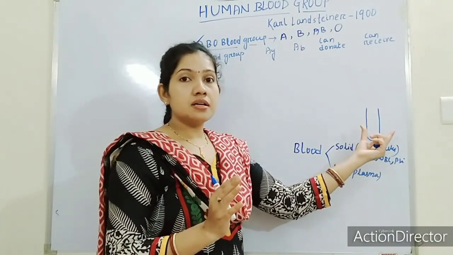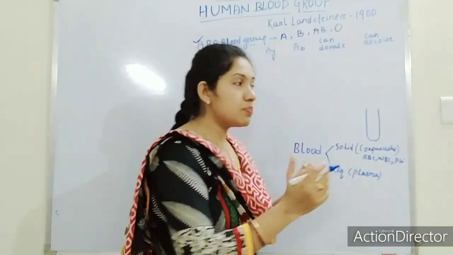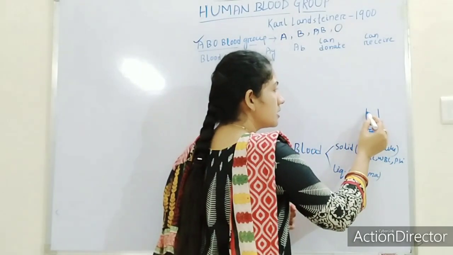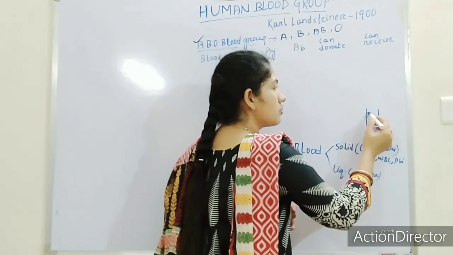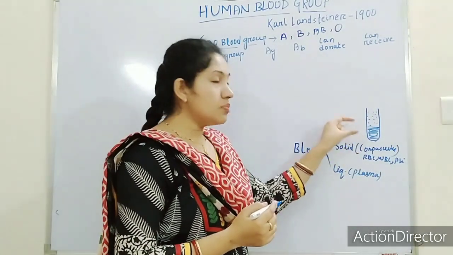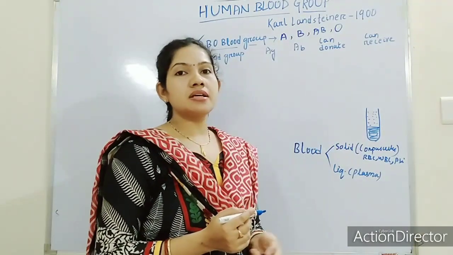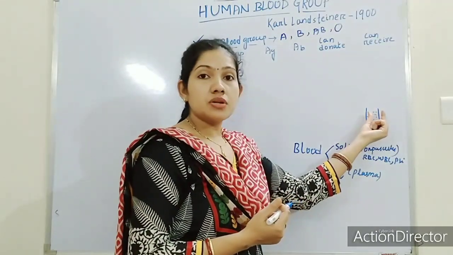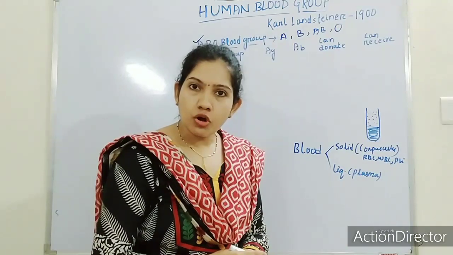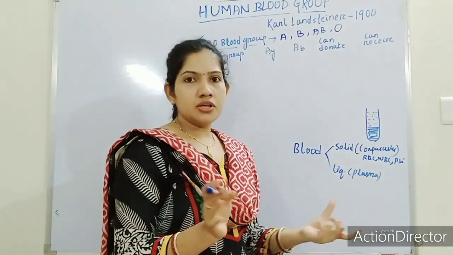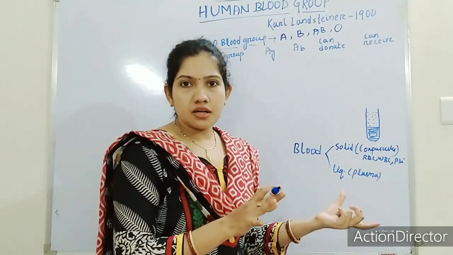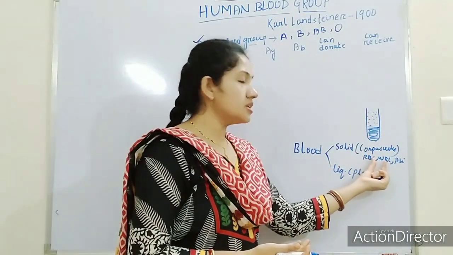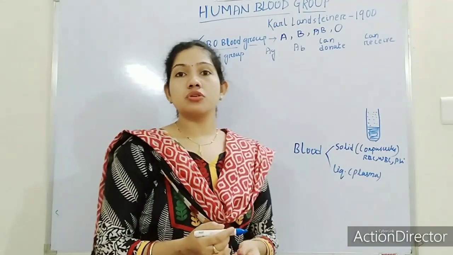When blood is rotated at a very high speed, the solid components of blood settle down and the liquid part stays at the top. The lower part is dark red in color and the upper part is a yellow, straw-colored liquid. This upper part is known as plasma and this lower part is known as corpuscles. These are topics you have already learned earlier; I am just giving a recap. The solid part contains RBC, WBC and platelets, and the liquid part is known as plasma.